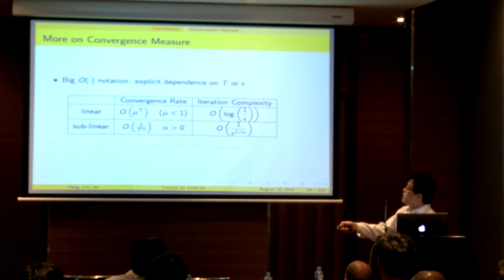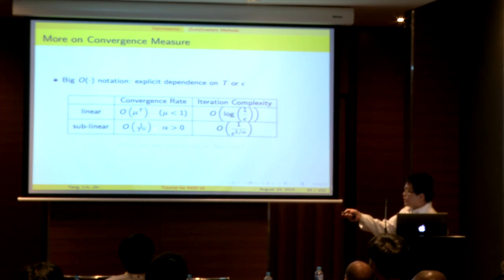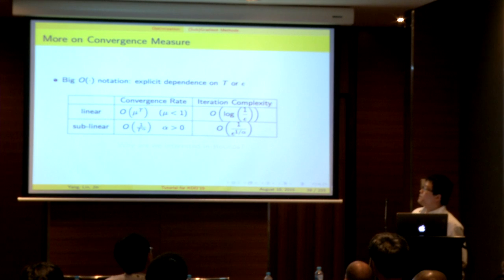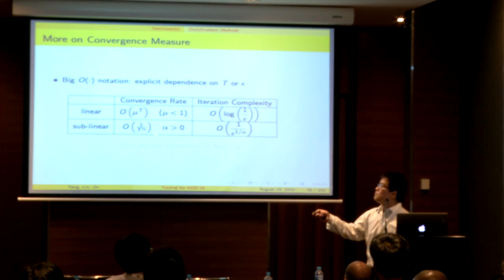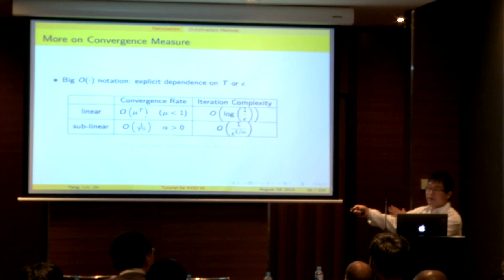However, the second case is much worse. It's called sublinear. Your objective value converges to optimality at rate 1 over t to the alpha. Here, alpha is a positive number. So this one still converges to 0 as t goes to infinity, as you can see, but it's much slower than the exponential convergence rate or linear convergence rate.